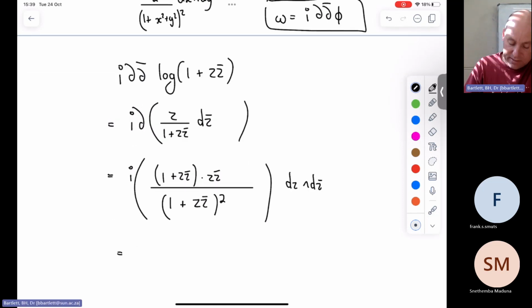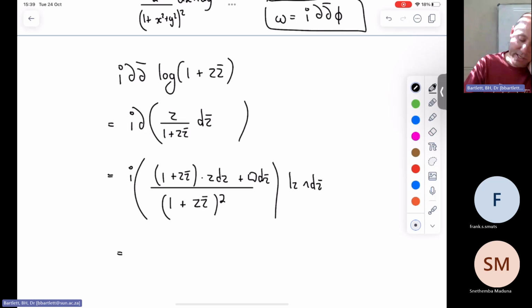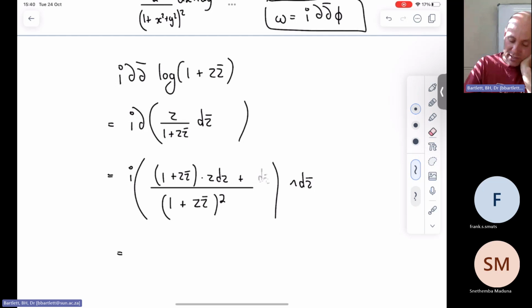Okay, so I get out, let me write it like this. I get a dz plus the other thing would be I have a dz bar in it. And I don't care about the dz bar because it's not going to matter when I wedge it with the dz bar. So in other words, it's only this term that's going to matter. What am I saying here? I think I'm talking nonsense. Excuse me.